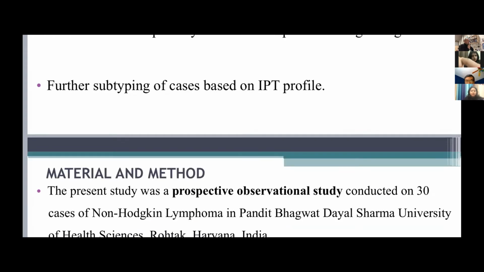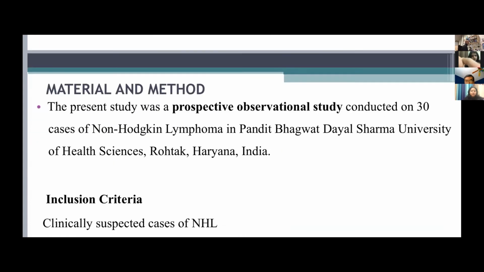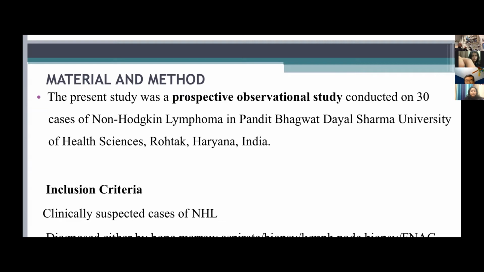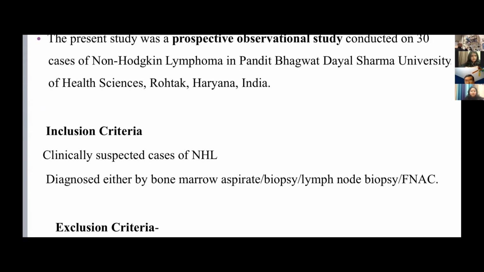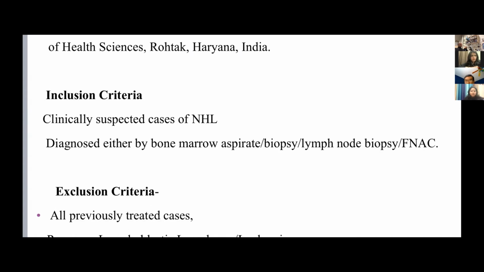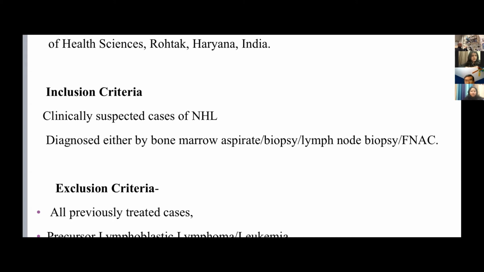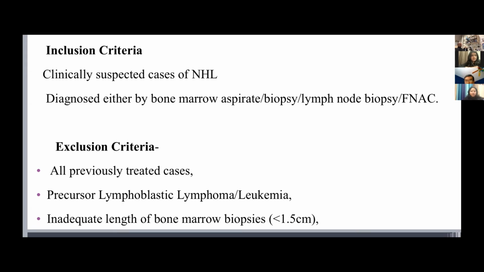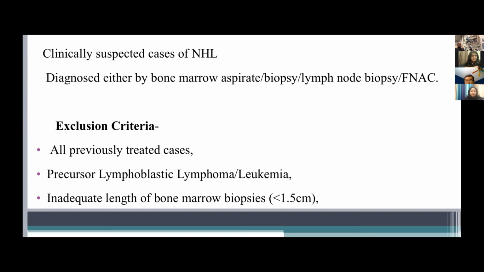This was a prospective observational study conducted on 30 cases of NHL at Pandit Bhagwat Dayal Sharma Institute of Health Sciences, Rohtak, Haryana. The inclusion criteria were all the clinically suspected cases of NHL, either diagnosed by bone marrow aspirate, biopsy, or lymph node FNAC. The exclusion criteria were all the previously treated cases, precursor lymphoblastic lymphoma or leukemias, along with bone marrow biopsy length of less than 1.5 centimeters.